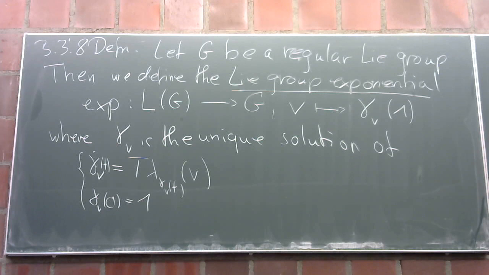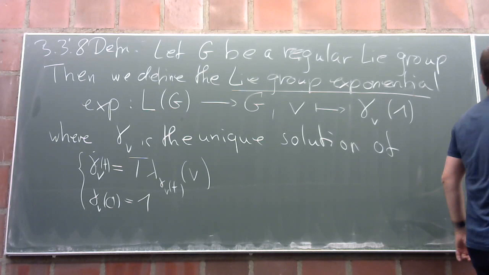Actually, you might wonder why I didn't write something like v plus w for two elements. The reason is that we're in a non-commutative setting, and this nice formula that sums get mapped to products is only true for commuting elements. You can think of this when you think about the matrix exponential. If you have two non-commuting matrices, you cannot sort the exponential series together.